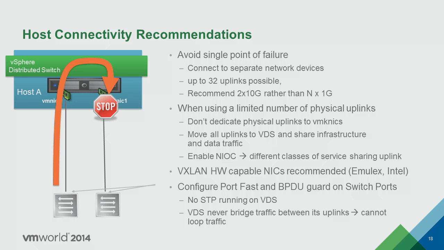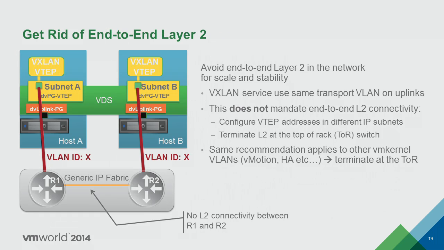BPDU guard recommendation does not really make sense anymore now that the VM traffic is encapsulated with VXLAN, because even if your VM was sending a BPDU, your physical infrastructure wouldn't see it because it would be encapsulated in an IP packet. But just in case, a host is not supposed to run spanning tree, so it doesn't cost you much to configure BPDU guard. What it's going to do is that if it receives a BPDU, it will shut down the port. So I would say it's more of a security policy than a requirement.